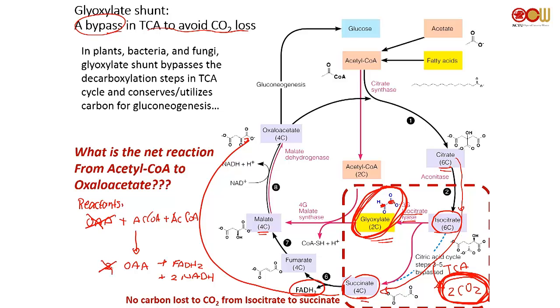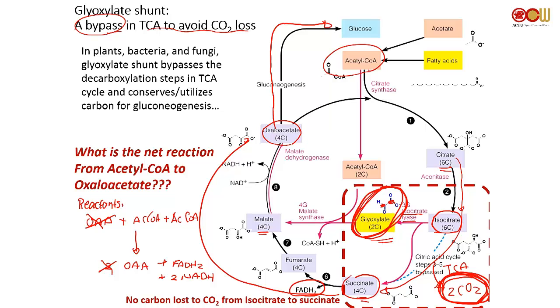So you have 2 acetyl-CoA giving you 1 oxaloacetate. So you convert 2 C2 to 1 C4. Okay? Now, remember oxaloacetate can then go gluconeogenesis to glucose.